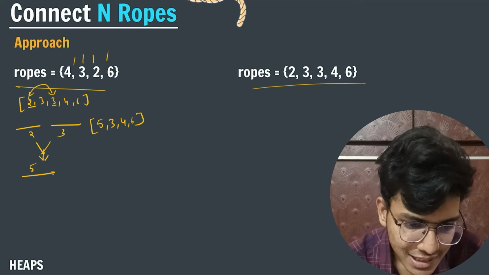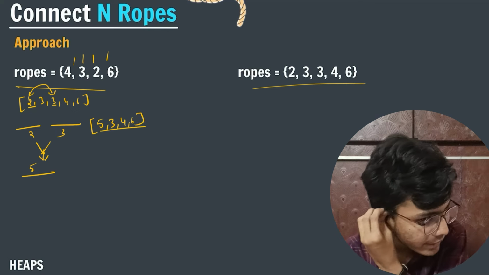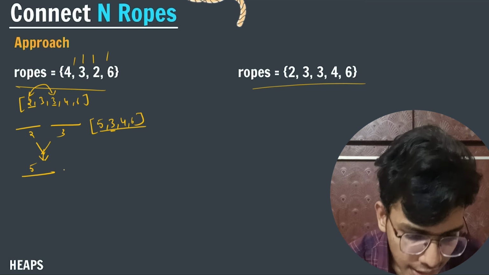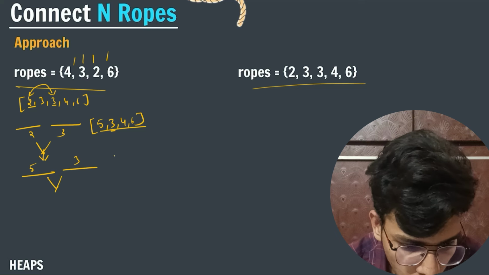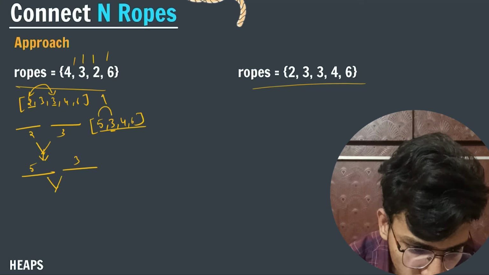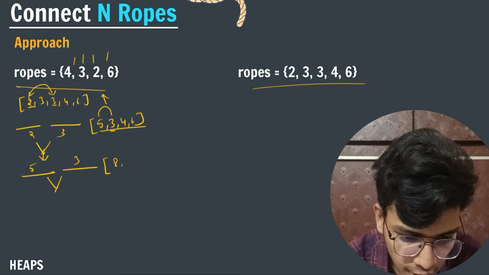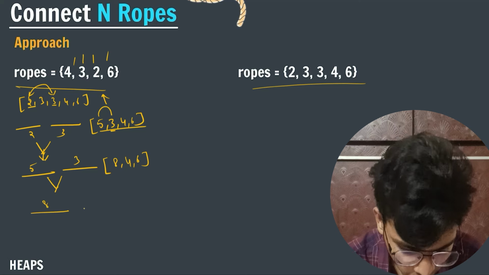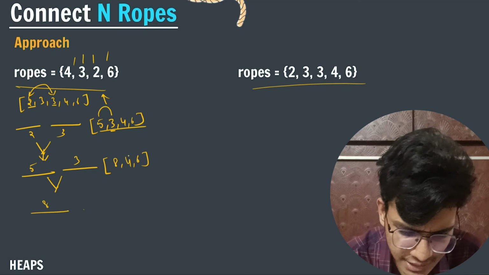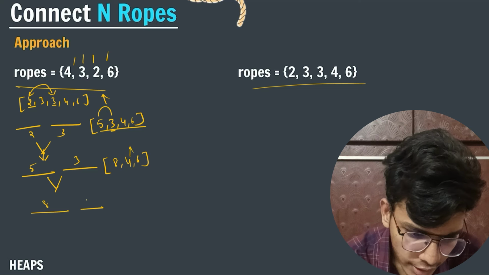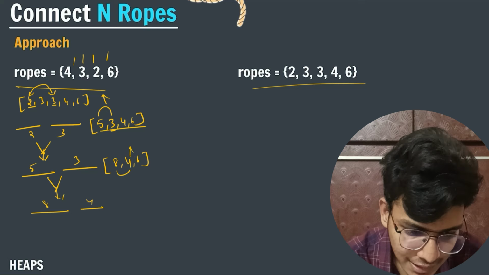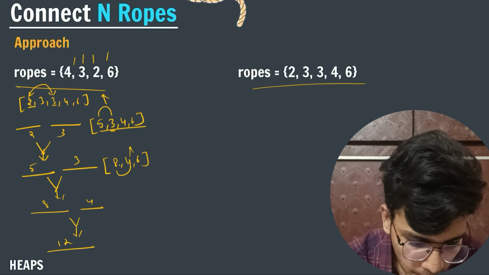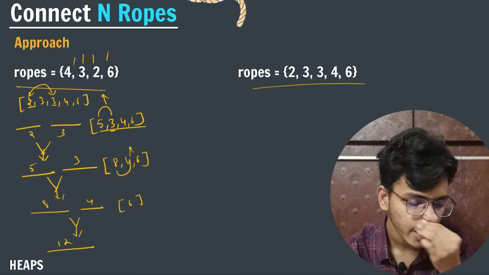Now I will take the least element. Which one is least? 3 is least. So I will take 3 and combine these 2, and my array will become 8, 4, 6. After that, which one is least? 4 is least. So I will take 4 and combine these 2. This will give me 12, and the rope left in my array is 6.